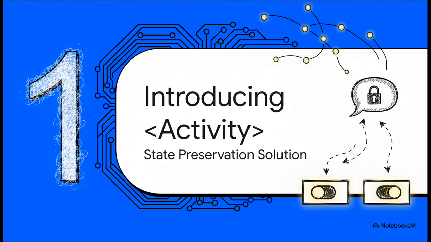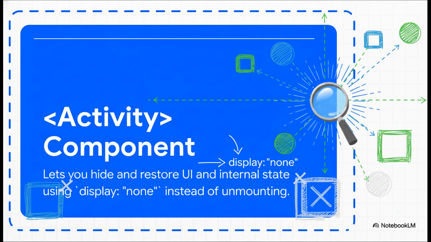Okay, so let's formally introduce the hero of the hour, the Activity component. This is React's official, shiny new solution for preserving state when you're just trying to toggle some UI. So how does it actually work? Well, it's actually super simple. Think of Activity as just a wrapper. You put your UI inside it, and when you want to hide it, React doesn't remove it from the DOM anymore. Instead, it just slaps on a display.none style. That's it. The component is visually hidden, sure, but it's still mounted, just hanging out in the DOM, holding on to all that precious state.